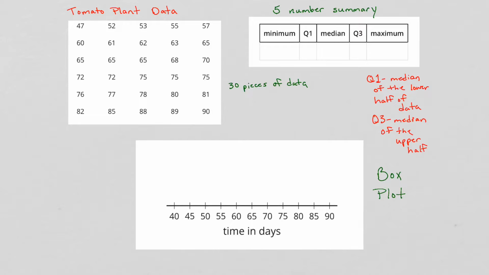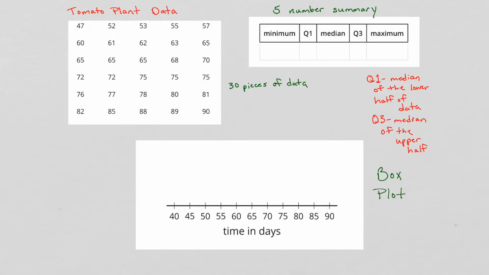All right, this video is about box plots, or box and whisker plots, sometimes they're called. And we're going to use, again, our tomato plant data that we used before. It's already in order for us, because we know the first step is always to put the data in order. In this case, it's already done for us.